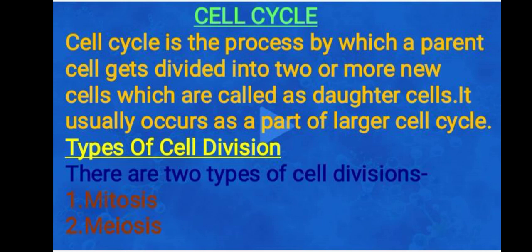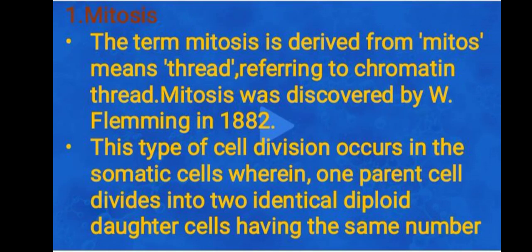Next is a very important topic, the cell cycle. Cell division is the process by which a parent cell gets divided into two or more new cells which are called daughter cells. It usually occurs as a part of the larger cell cycle. Cell division can be mainly of two types, mitosis and meiosis. Let's see these one by one.